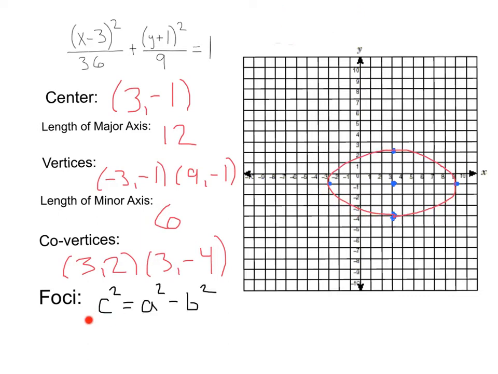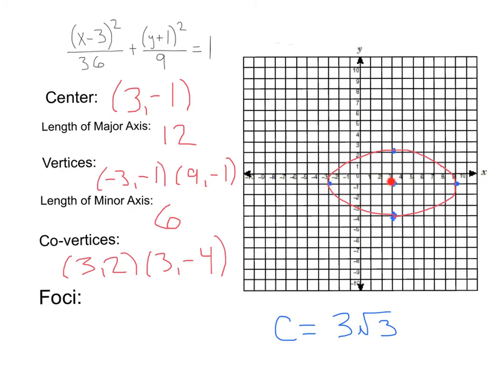To find the foci, we're going to use that fancy equation we talked about, c squared equals a squared minus b squared. A simpler way to think of this is just take your big number here, subtract the smaller number, and take the square root. This will give us c equals the square root of 36 minus 9, or a c value of 3 square root of 3. Remember, the foci are always along the major axis.